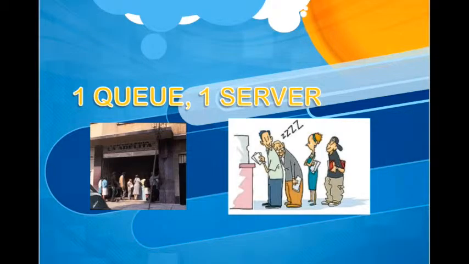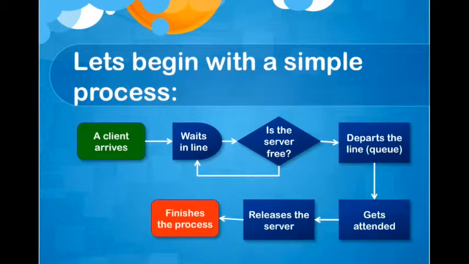We are going to begin with the simplest of the processes, the one with one queue and one server. Examples for this process would be the line for buying tickets at a movie theater, or the ordering line in a fast food establishment. In a process like this, a client arrives, waits in line until the server is free. When the server is free, the client departs the line, gets attended, releases the server, and finishes the process.